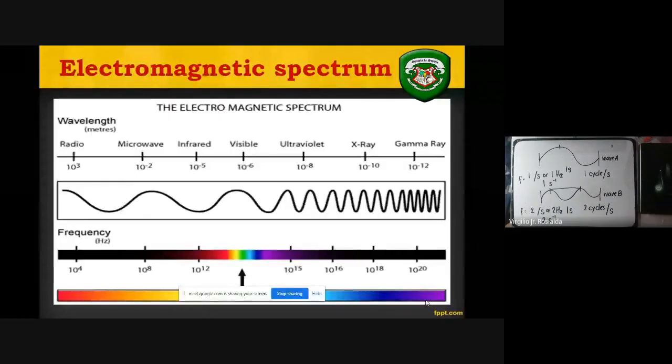So here, we have what we call the electromagnetic wave. This is the arrangement of the different electromagnetic waves that we have, known as the electromagnetic spectrum. So pag sinabi nating electromagnetic spectrum, the electromagnetic waves are arranged in order. At ano yung klase ng order na pagkaka-arrange natin dito?